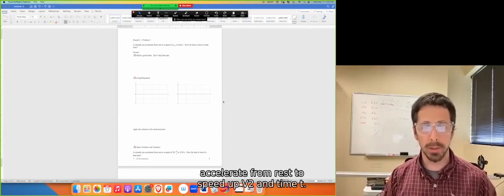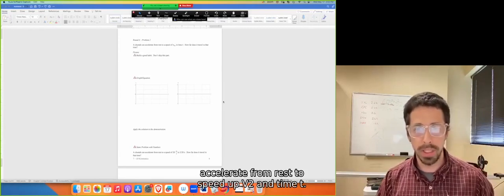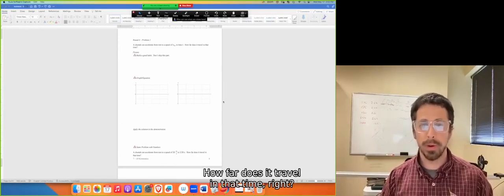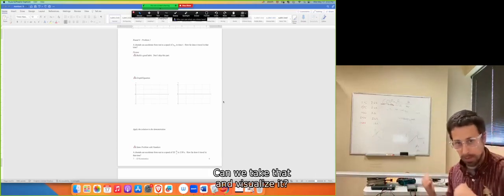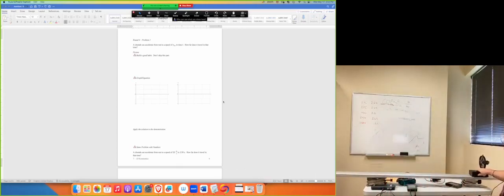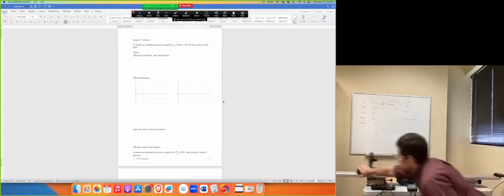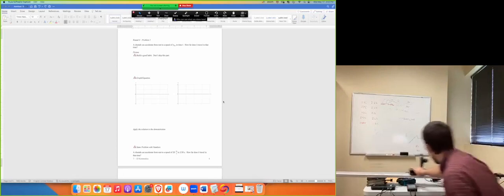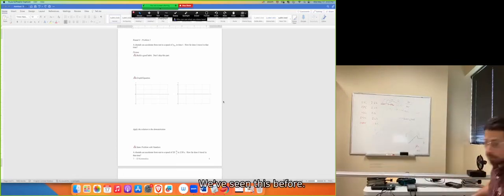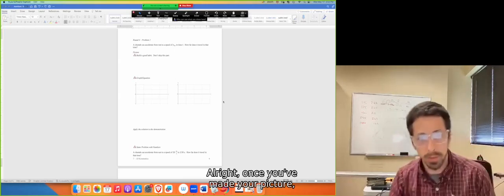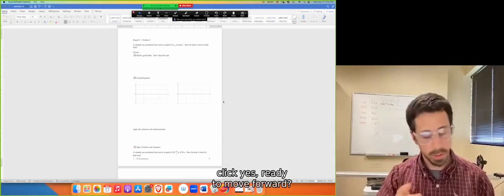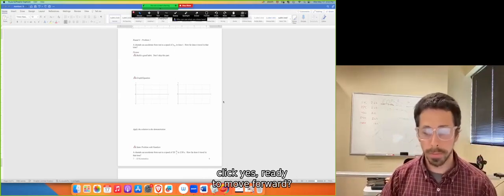All right, so in this case, problem 2. A cheetah can accelerate from rest to a speed of v2 in time t. How far does it travel in that time? Can we take that and visualize it? We've seen this before. Build a good habit. Once you've made your picture, click yes, ready to move forward.